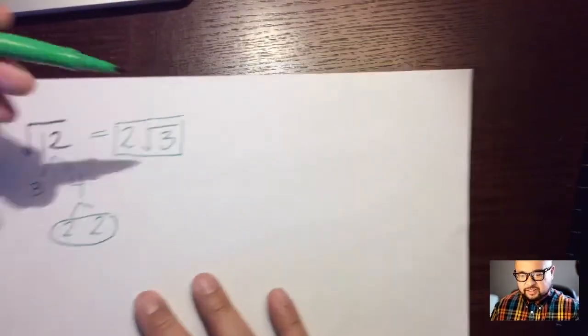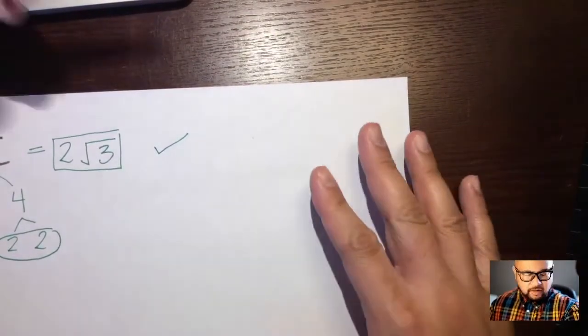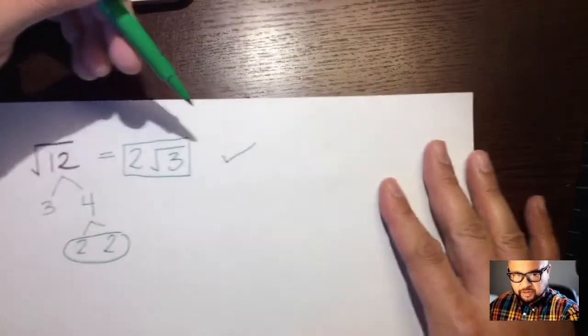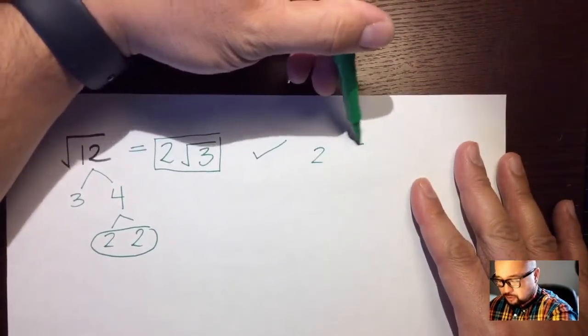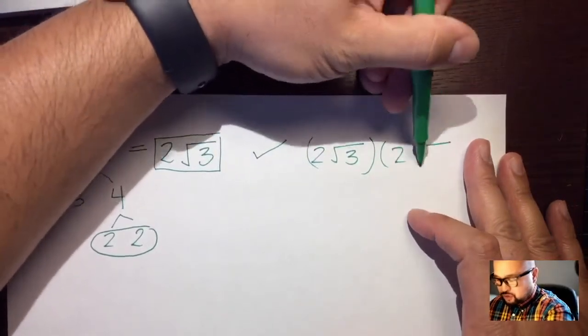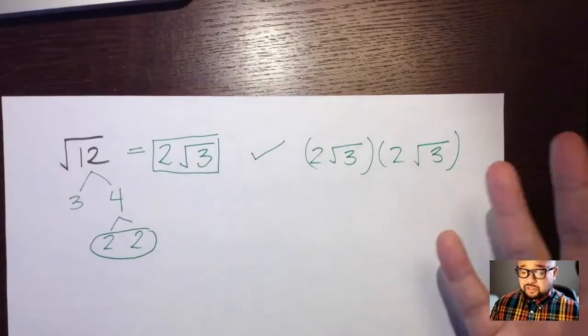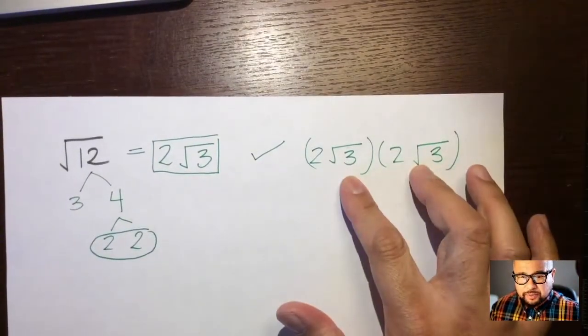So let's check this. I'm going to put a little check mark here, just to show that I'm checking it, because it's a check mark. So I'm going to multiply this 2 radical 3 by itself. 2 radical 3 squared. So I'm going to multiply it by itself. How do I multiply this?